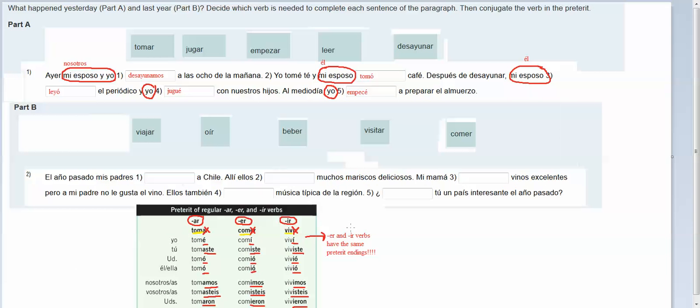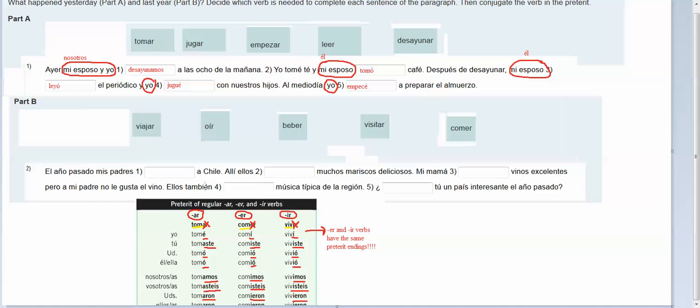Okay, so if we go back to that first practice that we were doing in the second piece, I think there's only one verb, but anyway: el año pasado mis padres blank a Chile. Probably they're going to travel to Chile, which is viajar.